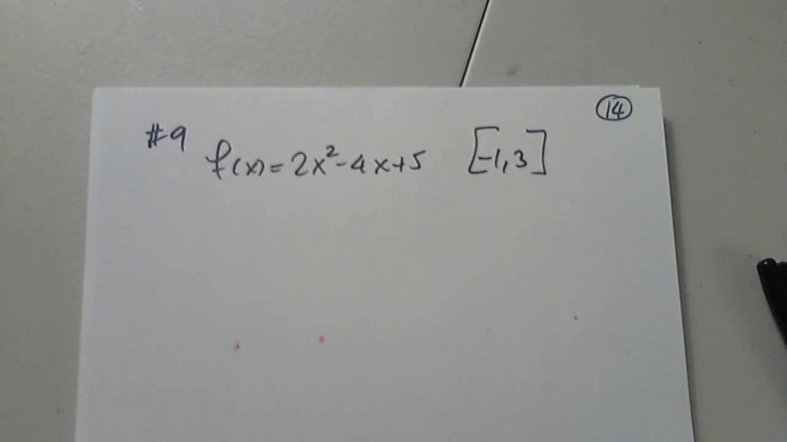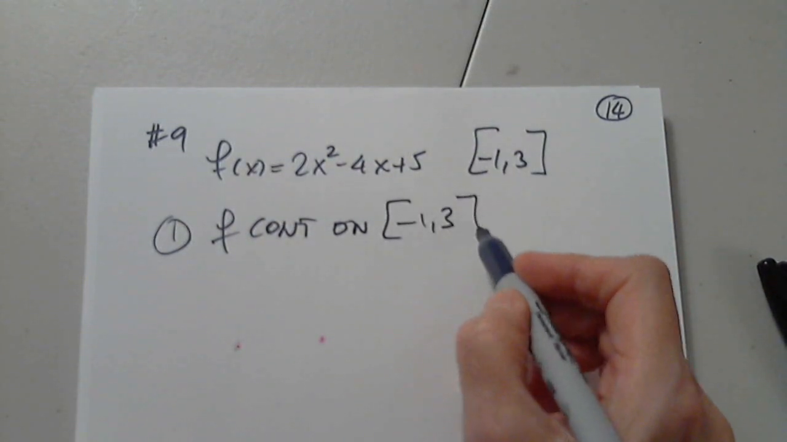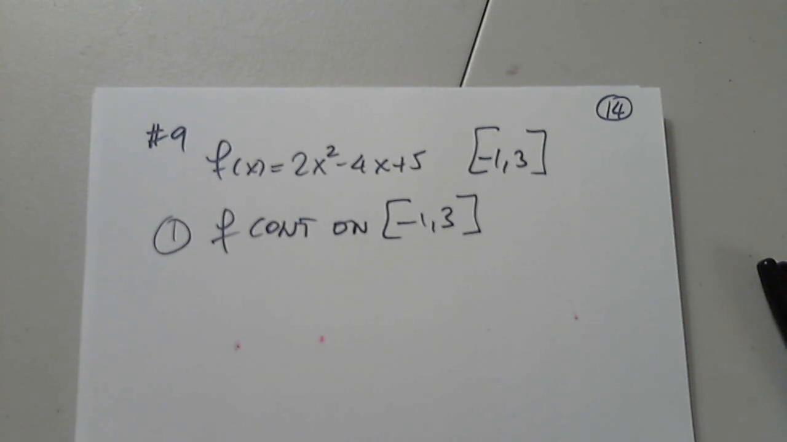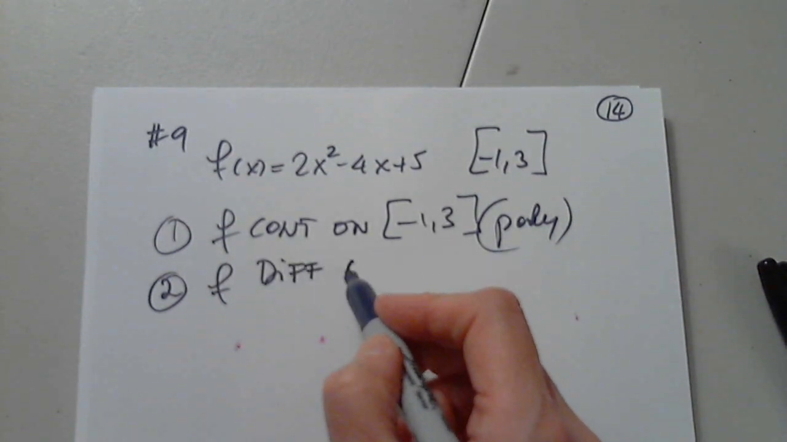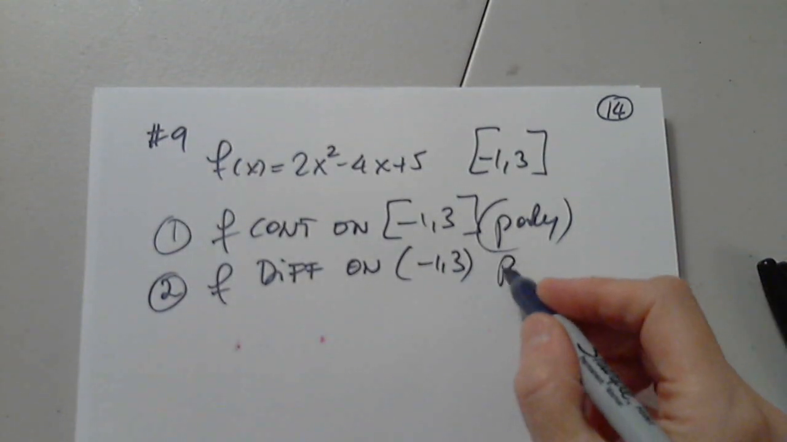So first we have to verify 3 hypotheses. Number 1, do you think that f is continuous on the closed interval -1, 3? What do you think? Anyone? Yes, because it's polynomial and quadratic, yes. Awesome. Number 2, do you think that f is differentiable at least on the interval -1, 3? We don't care if it's differentiable at the endpoints. It may or may not be, we don't care. Do you think it's differentiable? For the same reason, polynomials are differentiable. Yes, because it's a polynomial.